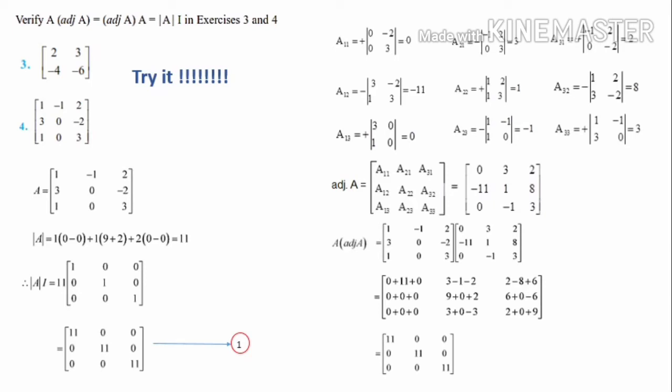Go for the calculation: 0 plus 11 plus 0 is 11. Here 0, here also 0. Then 0 plus 0 plus 0 is 0. 9 plus 2 is 11. 6 minus 6 is again 0. 0 plus 0 plus 0 is 0. 3 minus 3 is 0. 2 plus 9 is 11. So 11 0 0, 0 11 0, 0 0 11 is the answer for A into adjoint A. That we have to label as equation number 2.